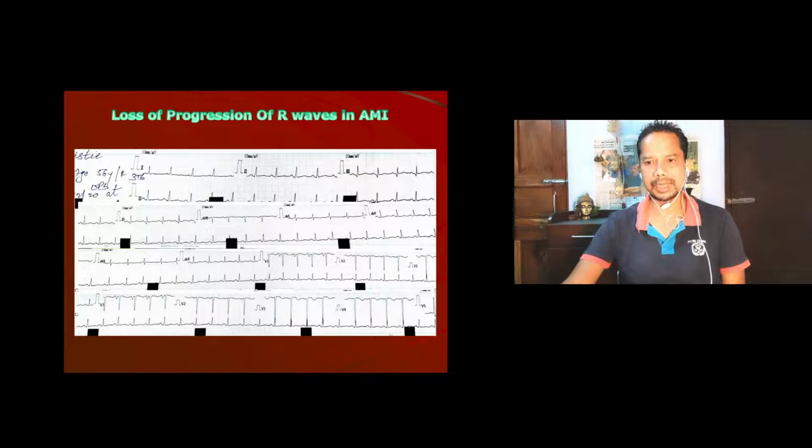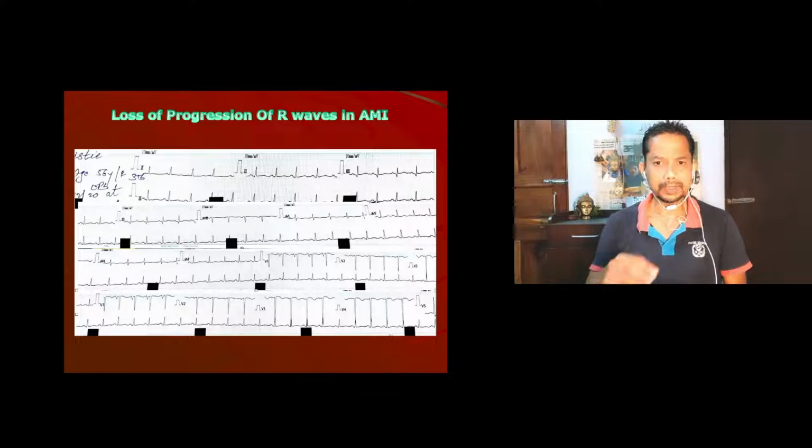There can be indeterminate axis, and in that case you will see isoelectric complexes in lead 1, 2, 3, aVR, aVL, aVF, and in that case you cannot comment on the axis. You just say the axis is indeterminate. Even a good ECG machine will give you an interpretation after the ECG recording. There also it will be written axis indeterminate.